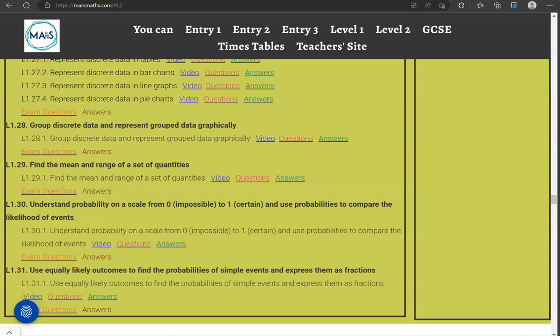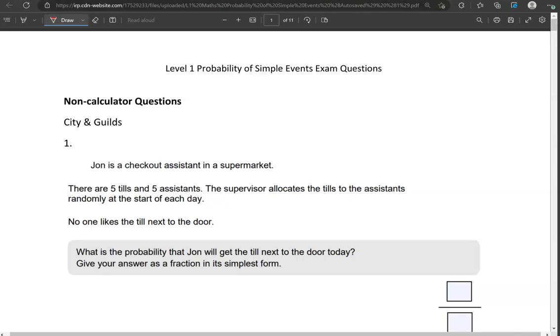In this video, we'll go through exam questions that cover the criteria: use equally likely outcomes to find the probabilities of simple events and express them as fractions. You can locate the questions on the mathsmaths.com website under level 1. The questions come from different exam boards. We'll start with the non-calculated questions and then we'll move to the calculated questions. Here is the first one.